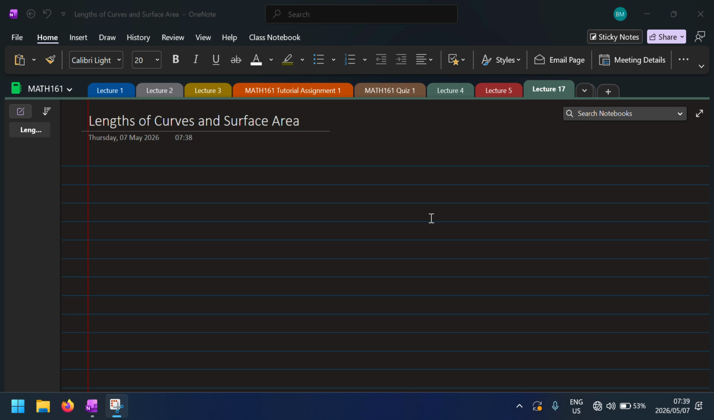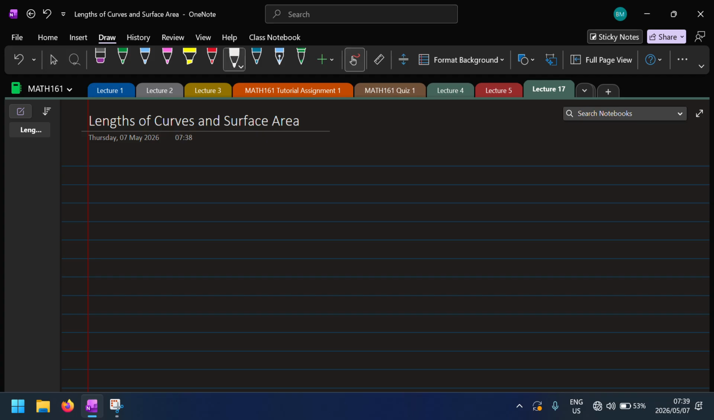So today we're going to be looking at the lengths of curves and surface area. The types of curves we're going to be looking at are those parametric curves from yesterday, the ones where you imagine some particle moving around and tracing out a trajectory in space. We want to work out the length of that curve. First we're going to derive the equation for it, and then there's a few examples.